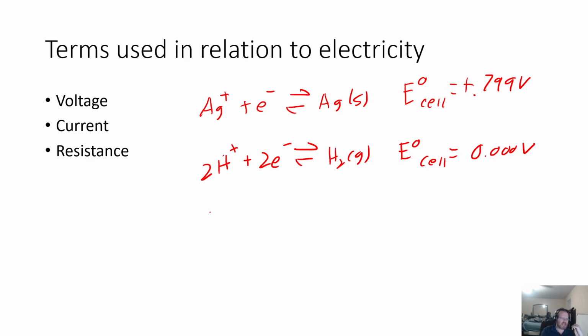And if I go and balance that, I would get something like H2 gas plus 2 Ag+, because the top reaction only has 1 electron and the hydrogen has 2, so I need the top reaction to happen 2 times, in equilibrium with Ag solid plus 2H+. So let's say I did that. Let's say I tried that setup.